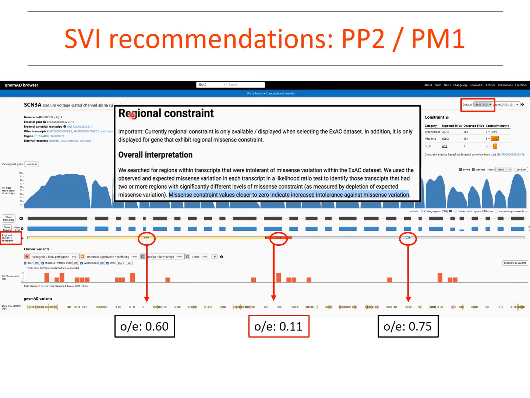And again, if you want to have an explanation, here we have this question mark. If you click on the question mark, you have the explanation, and it says here that the missense constraint values closer to 0 indicate increased intolerance against missense variation. So this is closer to 0. But again, I cannot give you an exact number here. So the closer to 0, but I cannot give you a number.